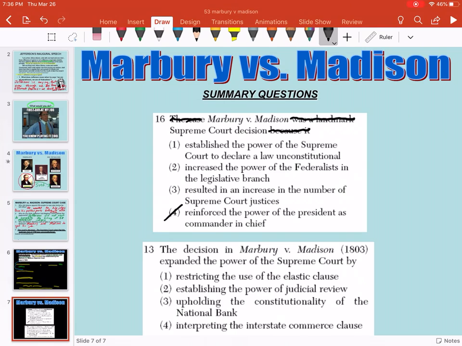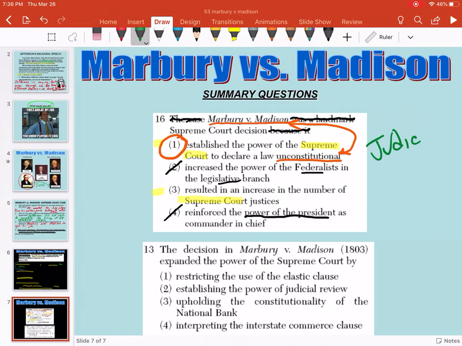It definitely didn't reinforce the power of the president. This is a Supreme Court case. It definitely didn't increase the power of the Federalists in the legislative branch. So you should be stuck between these two because both of these answers mention the Supreme Court. Hopefully you guessed correctly. The answer is 1 because the key word is unconstitutional. Marbury versus Madison, unconstitutional. That key term, which will answer number 2 for you, judicial review.